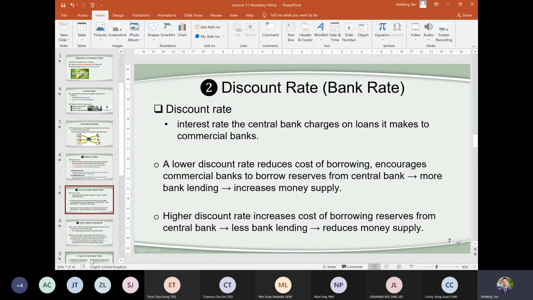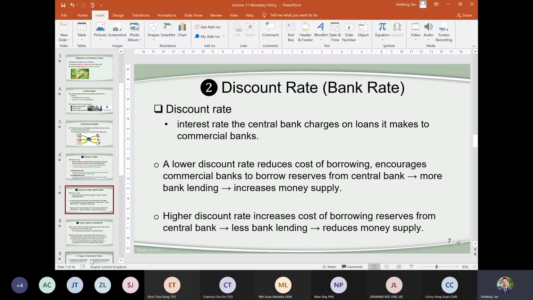Sometimes a commercial bank may borrow money from the central bank, right? In return, the commercial bank has to pay interest to the central bank, and the name of the interest rate is called the discount rate or bank rate. This interest rate is only between the commercial bank and the central bank. It's not related to personal loans or private firm loans.